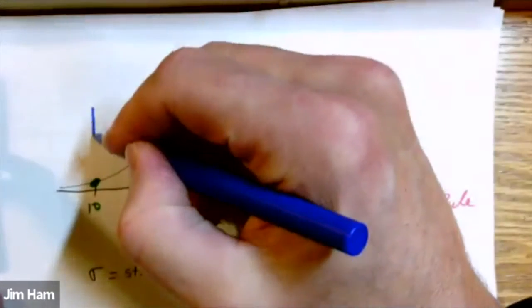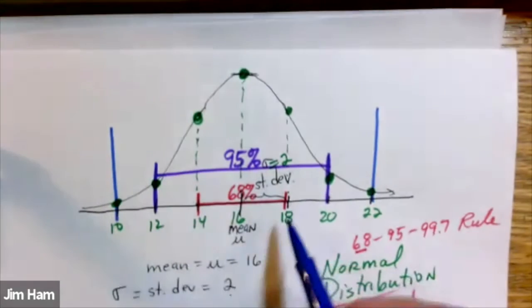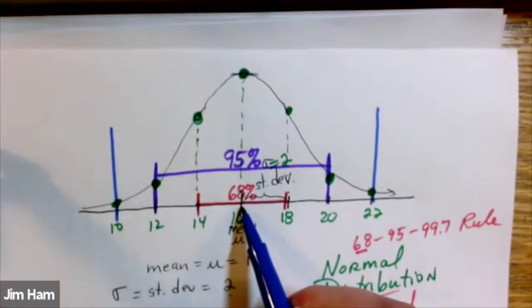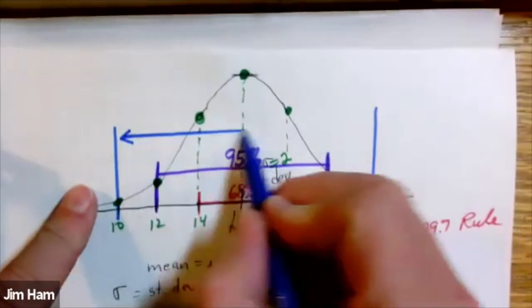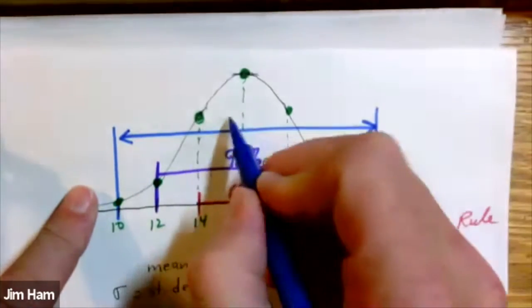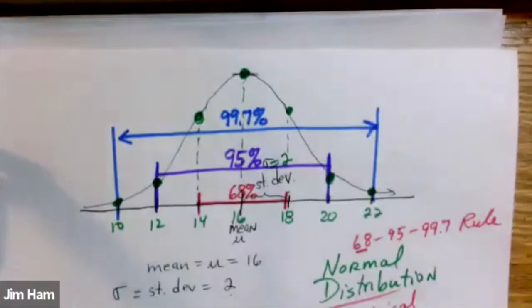And similarly, if you go out 3 standard deviations, 1, 2, 3, and hit 10, or if you go 3 standard deviations to the right, 1, 2, 3, and hit 22, what you're going to find is that in a normal distribution, you're going to fully have 99.7%. All but 0.3% of the outcomes will fall within 3 standard deviations. There are essentially no data values larger than 3 standard deviations away from the mean, or less than 3 standard deviations below the mean.